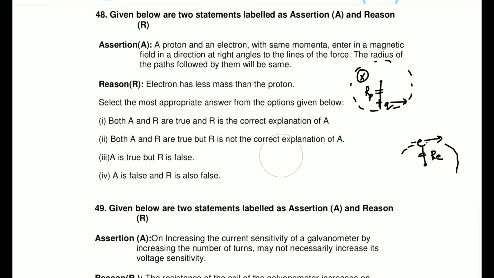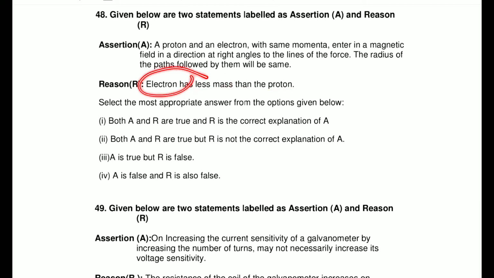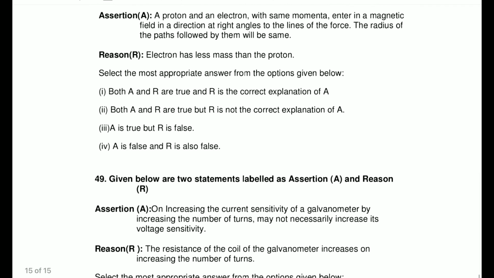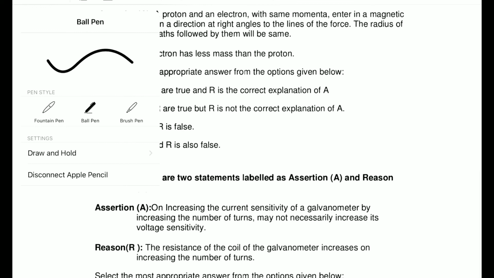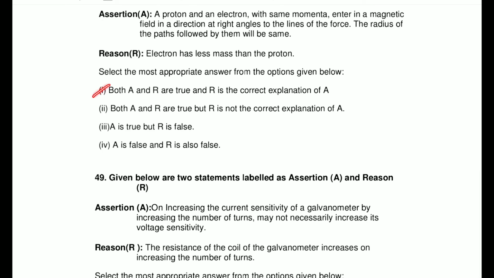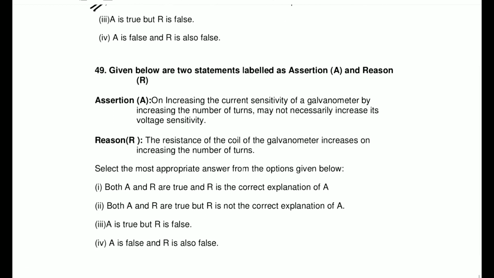I'll just erase this because we have to do the next question also, right? So this statement is actually true. Electron has less mass than the proton. Yes, electron has less mass. Proton has a higher mass and electron has a lower mass. This statement is actually true, but there is no relation to the reason here. So both the statements are right, but both are not connected, right? So you can simply write it here. The first one, both A and R are true and R is the correct explanation. So this is wrong. Both A and R are true, but R is not the correct explanation. This is actually correct. The second one is correct.